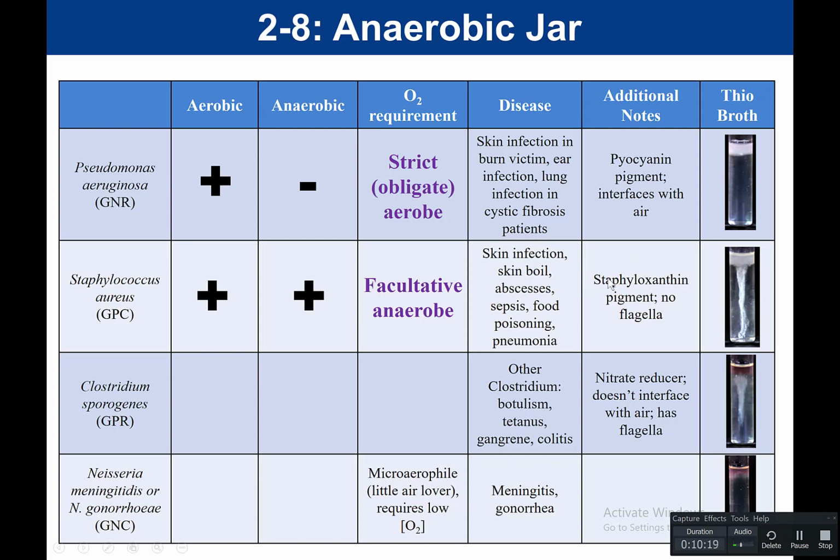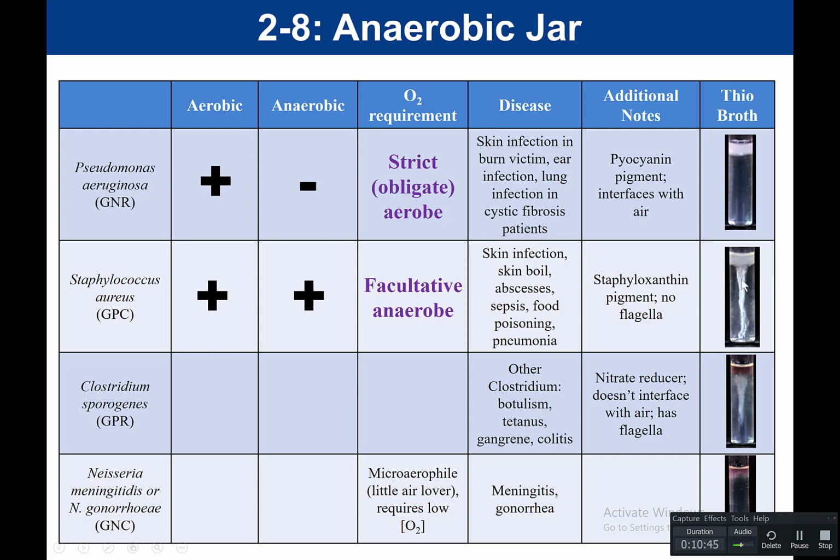Staph aureus produces this staphyloxanthin pigment. It causes the bacteria to have that golden yellow color. Remember the aureus, the AU is for the atomic symbol for gold. And so that's because Staph aureus, when it grows, it produces this kind of golden yellow pigment. And so this bacteria does not have flagella, so no flagella for motility.